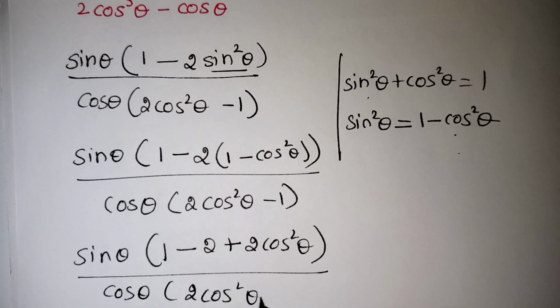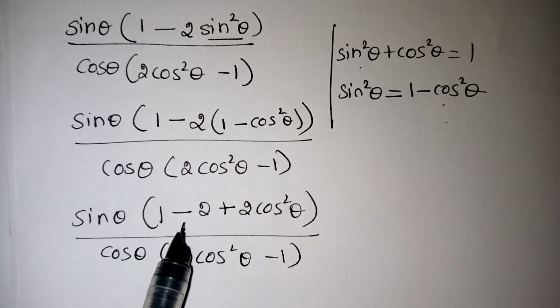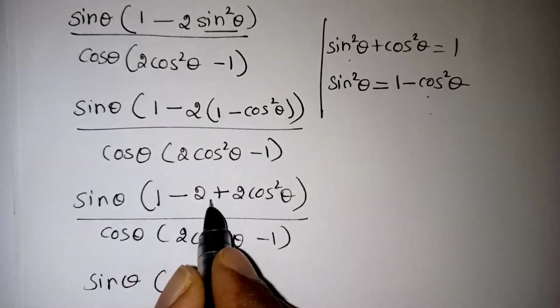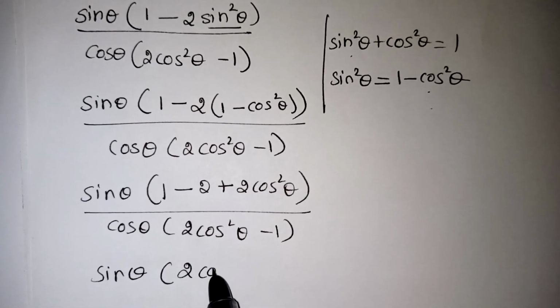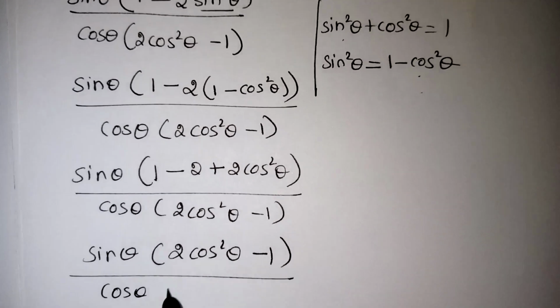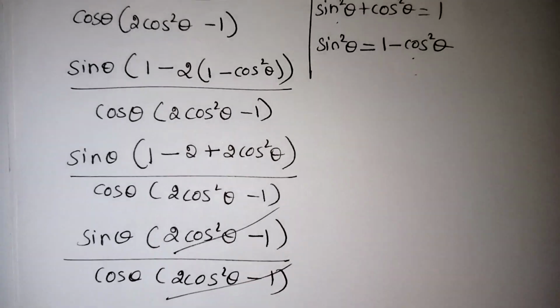So numerator only changes. Here minus 2 plus 1, we are getting minus 1. So sin theta into this minus 1. So I am writing 2 cos square theta minus 1 now. Denominator you just write as it is, 2 cos square theta minus 1. This and this will get cancelled, the same term.